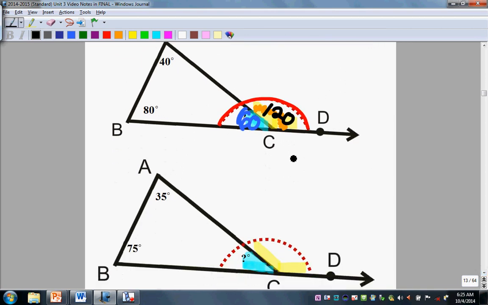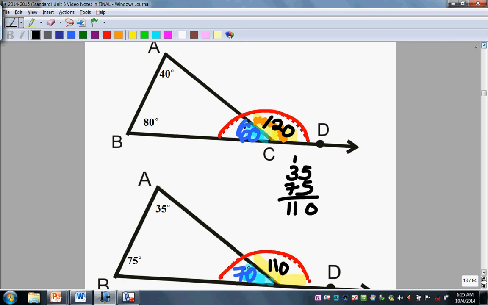Taking a look at this one, let's do 35 and 75. We're going to add them up. And that's 110. Take it away from 180. That means this angle here is going to be 70. And when you sweep, you should have gotten 110.